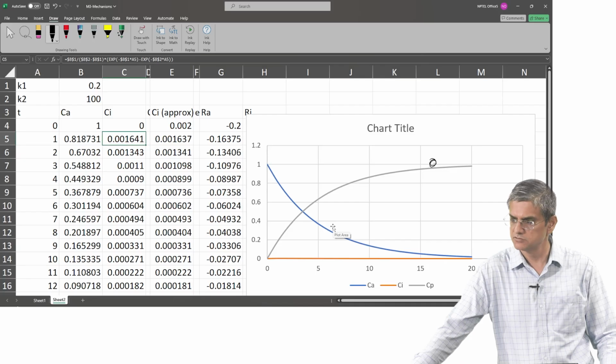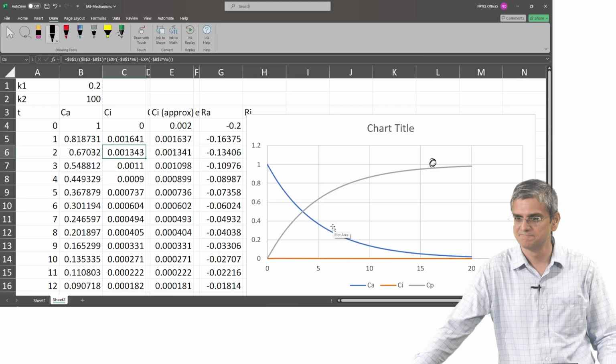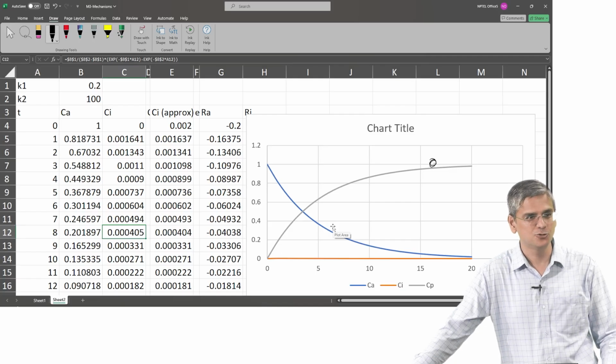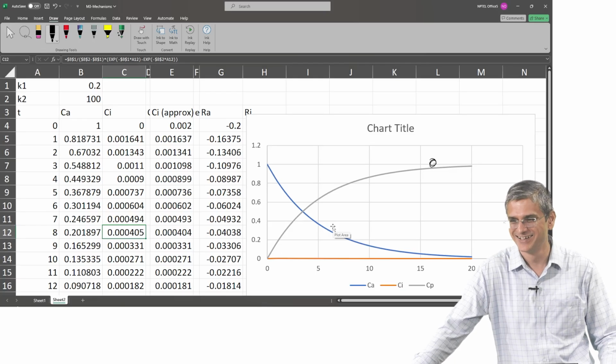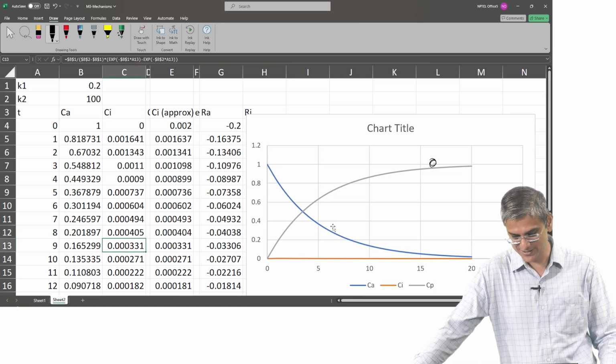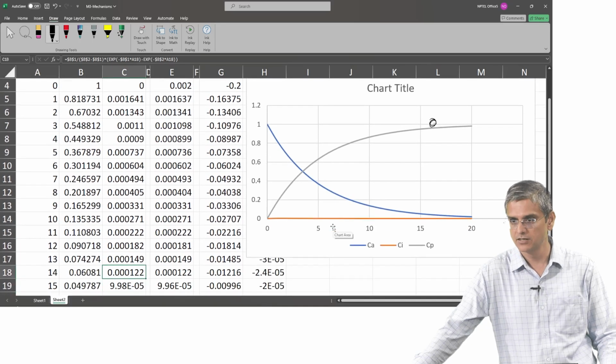1641, 1637, you will be happy with that? Yes. 1343, 1341, will you be happy with that? 405, 404, would you be happy with that? Yeah. If you are saying no, then you should not be engineers. You may want to become physicists and look at what happens at quantum level. 331, 331, 271, 271, 222, 222, 182, 181, right.